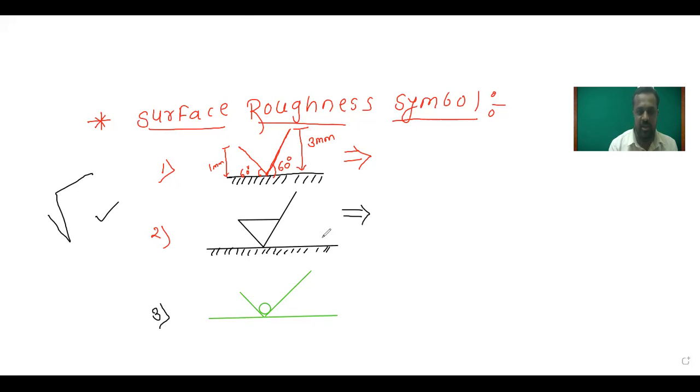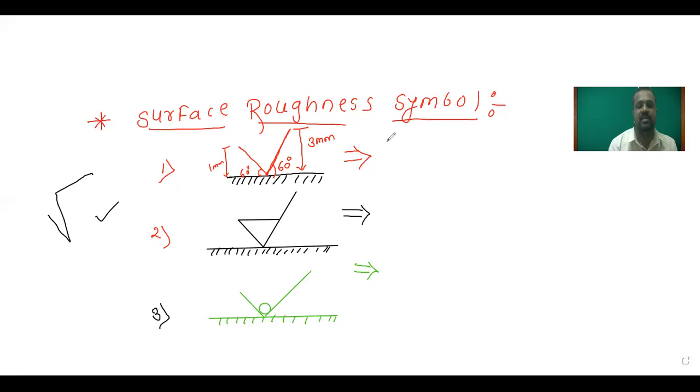Now we will discuss the meaning of that symbol. Okay. Here, this is the surface. These are the basic symbols, again in a similar manner. The height of this will be 1 mm, and the height of this will be 3 mm. Like this proportion should be there, and here this angle should be 60 degrees. And what is the meaning of this symbol?